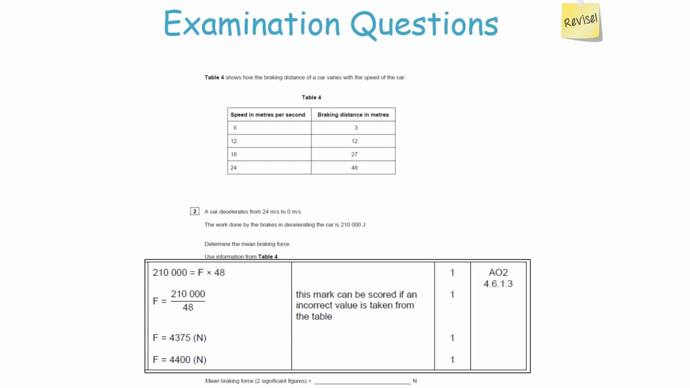It's always important when you're doing calculation questions to sub in the values before you rearrange. We can then rearrange the values to make F the subject. So F is equal to 210,000 divided by 48. So we get 4,375 newtons, but the question said to two significant figures. So your first significant figure is 4, your second is 3, and your third is 7. So what we can say is, because we need to round to two significant figures, the 7 will cause the 3 to round to a 4, so it's 4,400 newtons.